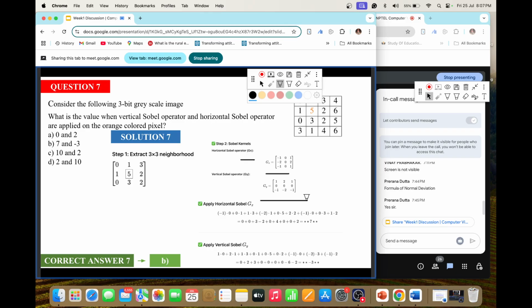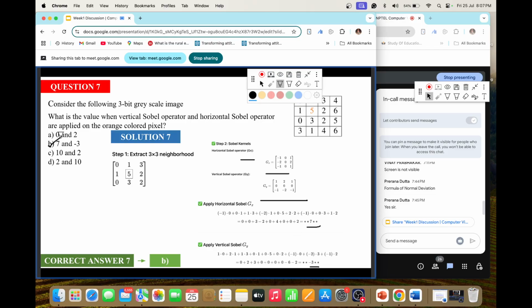Now we just have to apply the Sobel operator. How do we apply it? A simple operation, convolution. So minus 1 into 0, 0 into 0, 1 into 3, plus minus 2 into 1, 0 into 5, 2 into 2, then minus 1 into 0, 0 into 3 and 1 into 1, and we add up and get 7. Similarly, we apply the horizontal operator. We just do the convolution operation, multiplication of pixels and then addition, and we get minus 3. So option B is our correct answer.